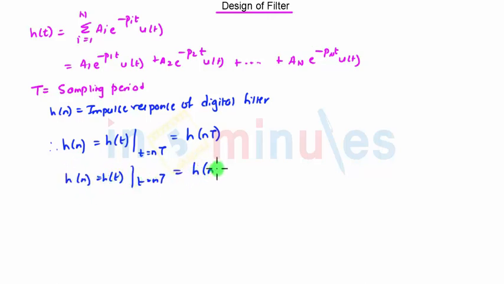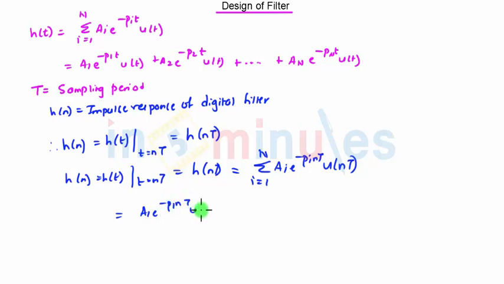So it will give us h(nT), and again the summation i = 1 to N of a_i e^(-p_i nT), as t is replaced by nT, and u(nT). Now again we will expand this term, that is a1 e^(-p1 nT) u(nT) + a2 e^(-p2 nT) u(nT), and finally aN e^(-pN nT) u(nT).